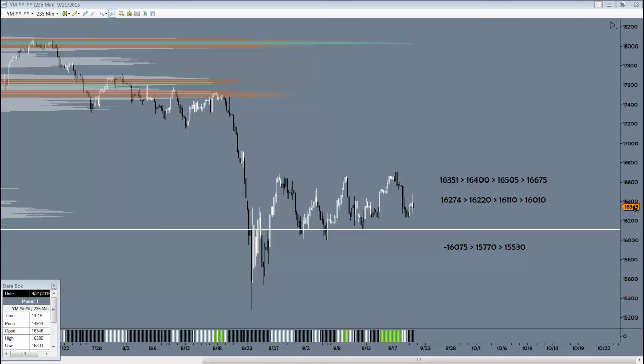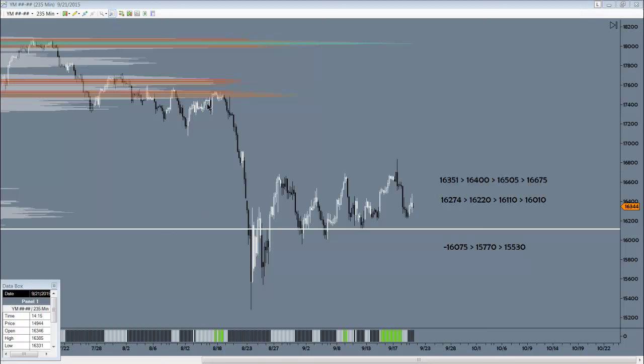Below 16,275s will open up the door here to these targets below. And I should also make mention that below 16,100s things get quite a bit weaker for the Dow. So below 16,100, even with a little confirmation below that, 15,770 and 15,530 are two key price points below to watch if we happen to get a runaway sell move here.